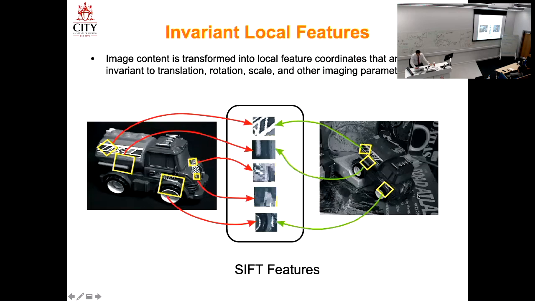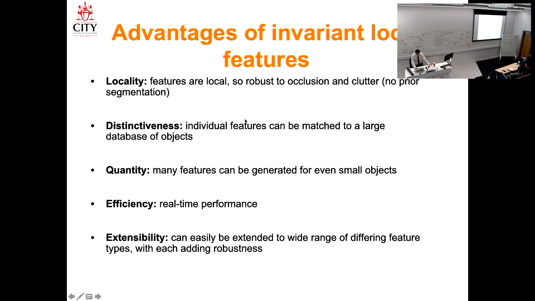So if I want to match this image with this image, what I want is features from both, align them, and then match them. So this is what we are going to learn now. How do I find SIFT features?